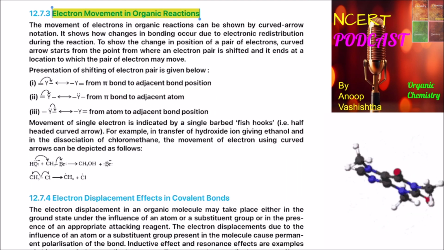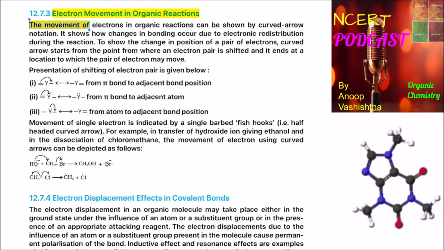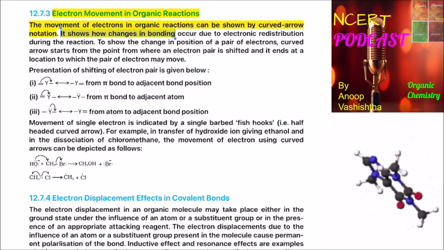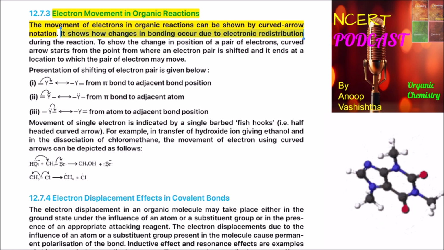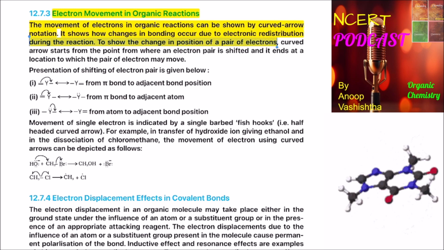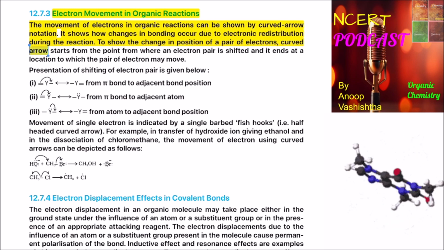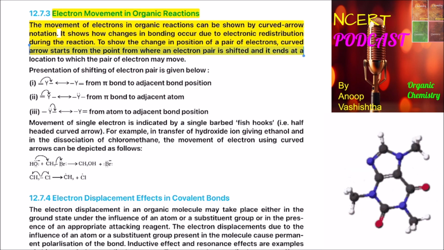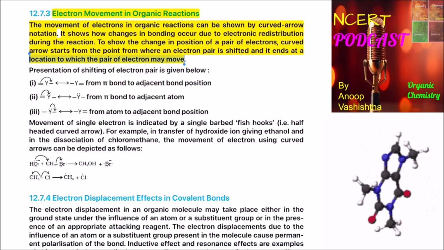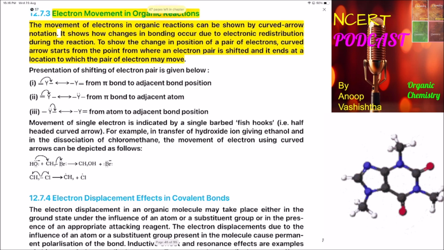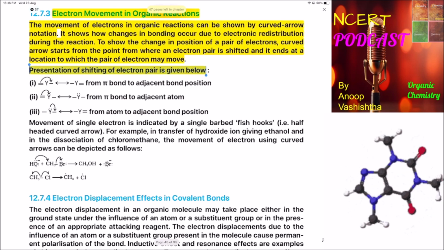Electron movement in organic reactions. The movement of electrons in organic reactions can be shown by curved arrow notation. It shows how changes in bonding occur due to electronic redistribution during the reaction. To show the change in position of a pair of electrons, the curved arrow starts from the point from where an electron pair is shifted and it ends at a location to which the pair of electrons may move. Presentation of shifting of electron pair is given below.